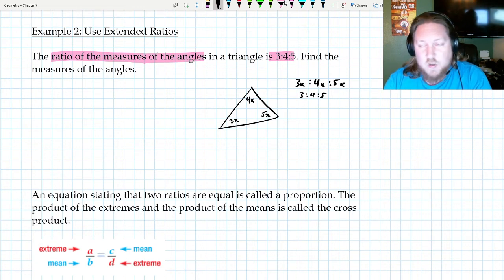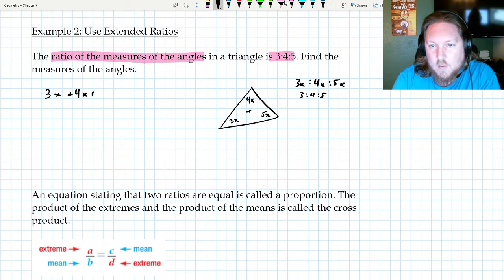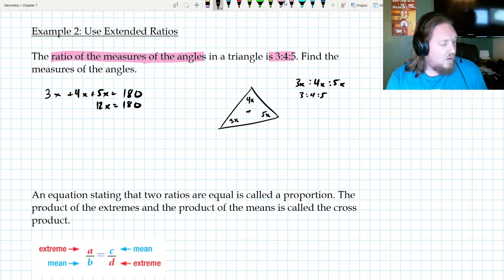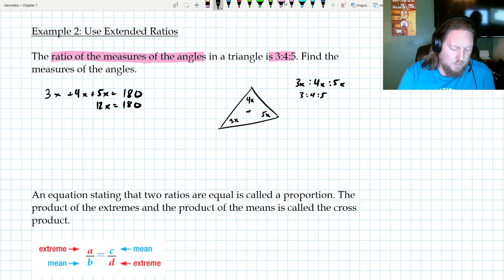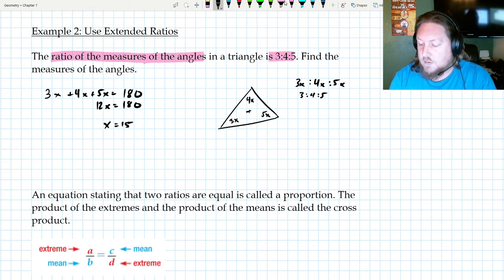But since this is a triangle, I know all three of those angles have to add up to something, and that something is 180. So a total of 12x equals 180. So I divide both sides by 12, and I really should probably have this one in the back of my head. X is 15, which is our x value right there.